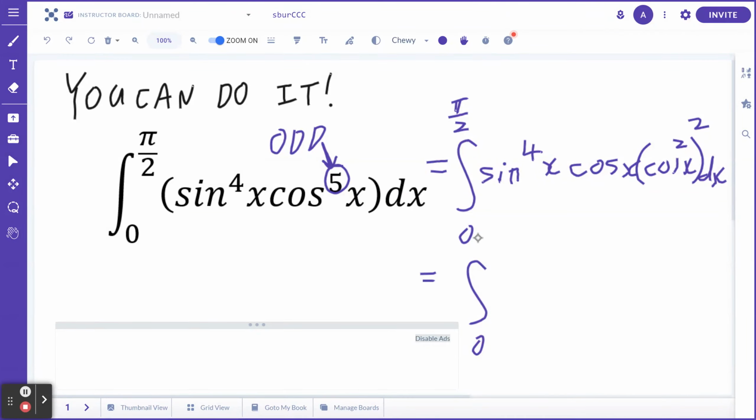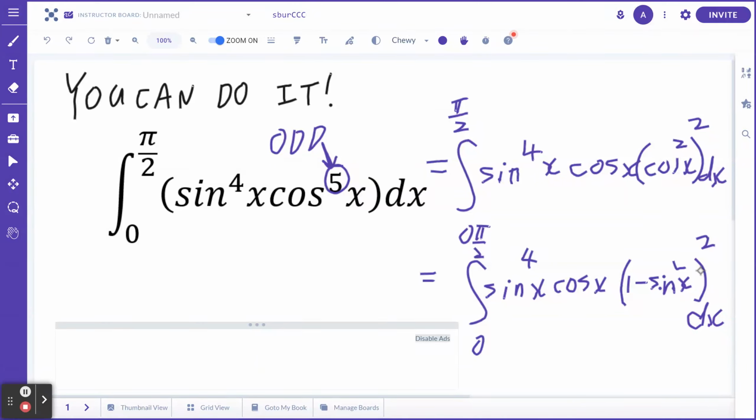Again, it's going to be the antiderivative from 0 to pi divided by 2. Instead of writing cosine x squared, we're going to rewrite this as 1 minus sine x squared. So again, you can copy sine x to the power 4. You can copy cosine x, but now in brackets, instead of cosine x squared, it's going to be 1 minus sine x squared to the power of 2. Again, you're trying to find the antiderivative with respect to x.